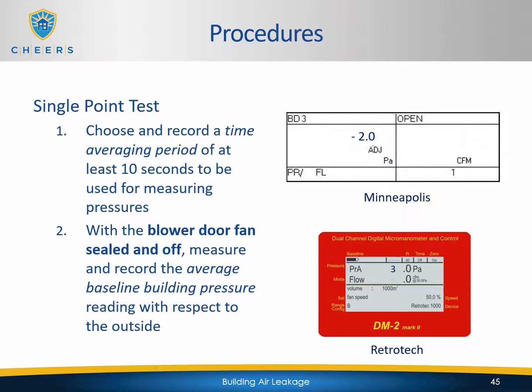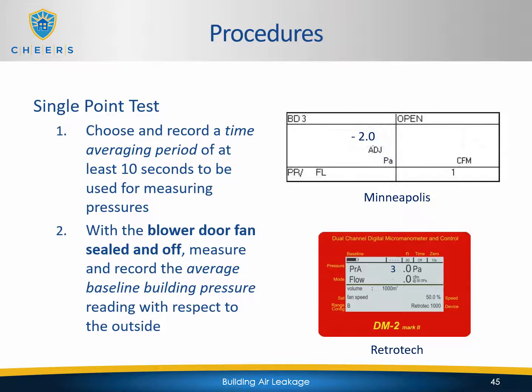So on the manometer, first you're going to choose and record a time averaging period of at least 10 seconds to be used for measuring pressures. So you'll do this once you get to your actual field test, but basically the manometers have settings to time their readings. So you can set the reading time to be taking a reading every 5 seconds, 10 seconds, 30 seconds, 1 second, or even live readings where it's taking it non-stop. So the time average, you want to set it to at least 10 seconds, which is a setting available on both manometers and from both manufacturers.